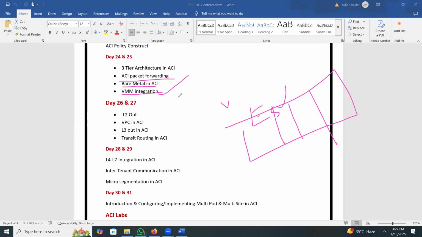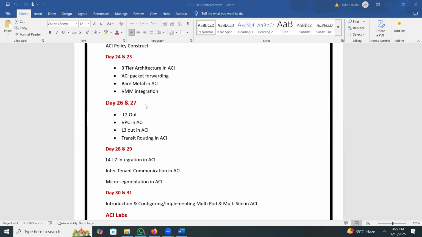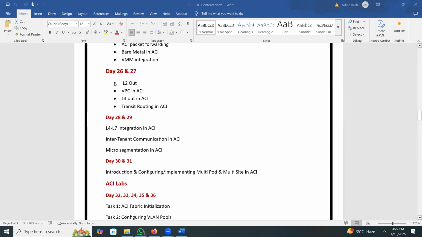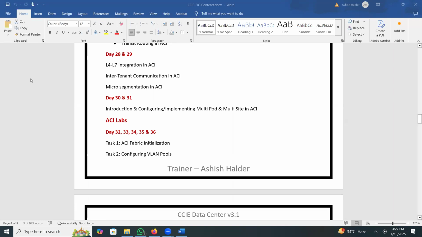Okay, I'll discuss everything. Then day 26 and 27, I'll discuss layer 2 out, vPC in ACI, and layer 3 out in ACI. So these are very important. I will go through the theory, and as well I will move to the lab. Day 28 and 29, I'll go for layer 4 to layer 7 integration in ACI. How we can integrate layer 4 and layer 7. Inter-tenant communication, micro-segmentation in ACI. Okay, I will discuss.